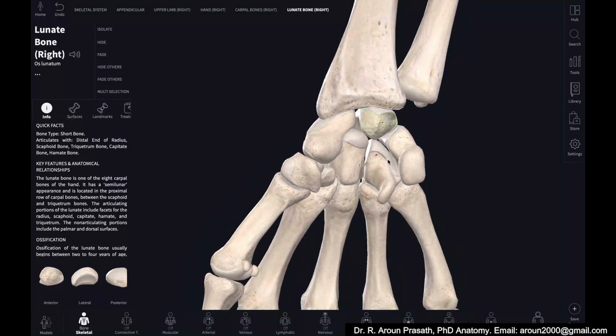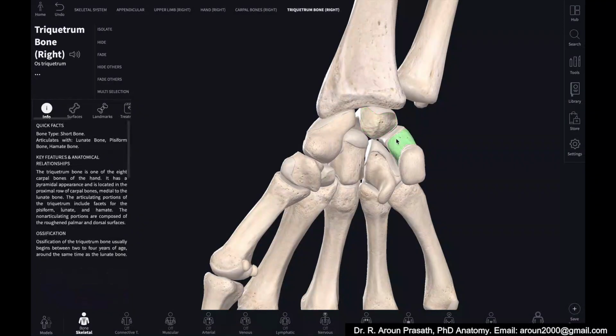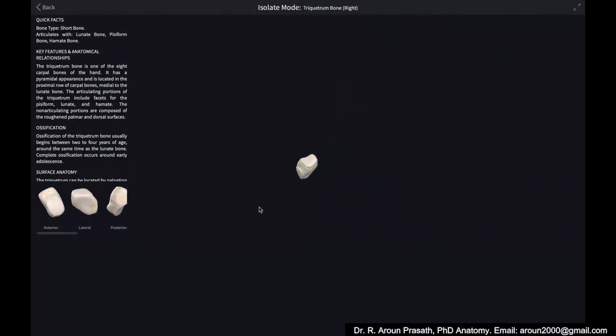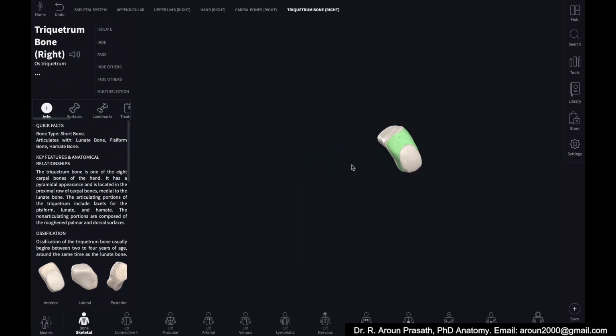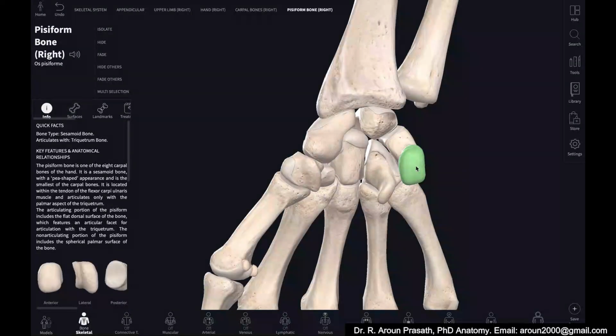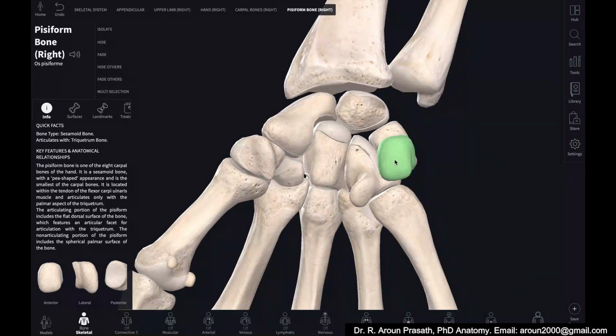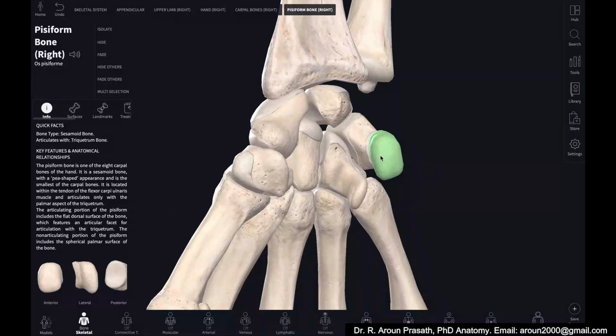Then the triquetrum has a triangular shape. See, one, two, three surfaces, so that's why it's called the triquetral bone. Then the pisiform is shaped like a peanut. Actually, this is an example of a sesamoid bone.